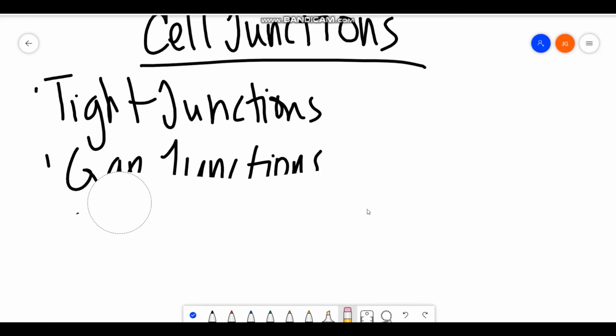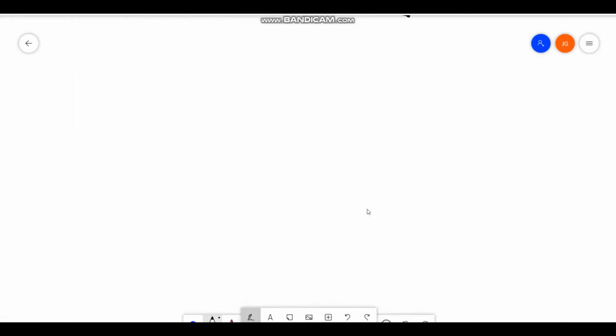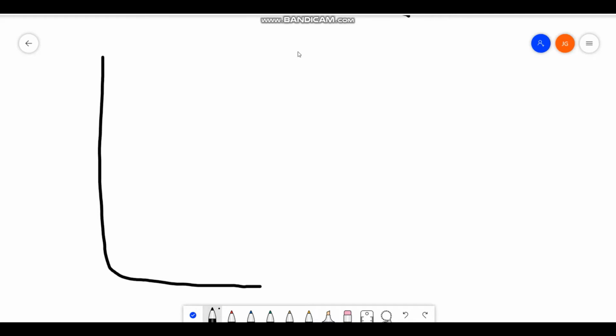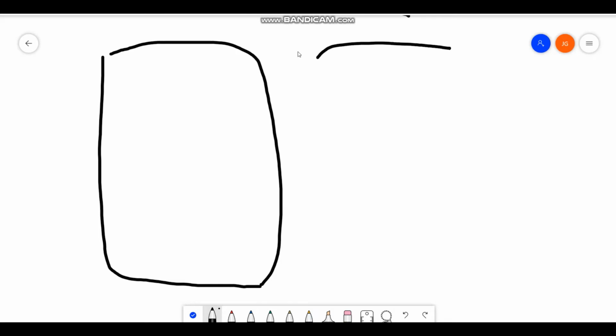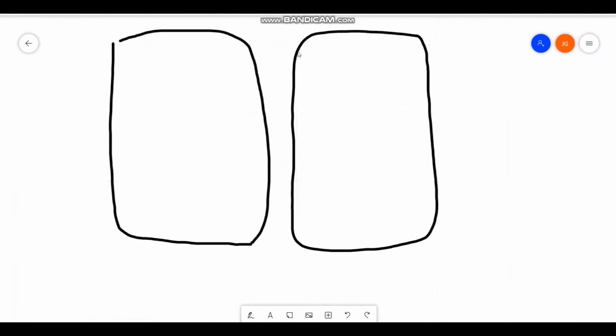Now, to do this, I want to draw out two model cells. I don't know if you're going to find any specific cell in the body with all of these different kinds of junctions, but it will be useful to see them. So let's have it look like this. Cell number 1 and cell number 2. I'm going to zoom out a tiny bit so you can see this.